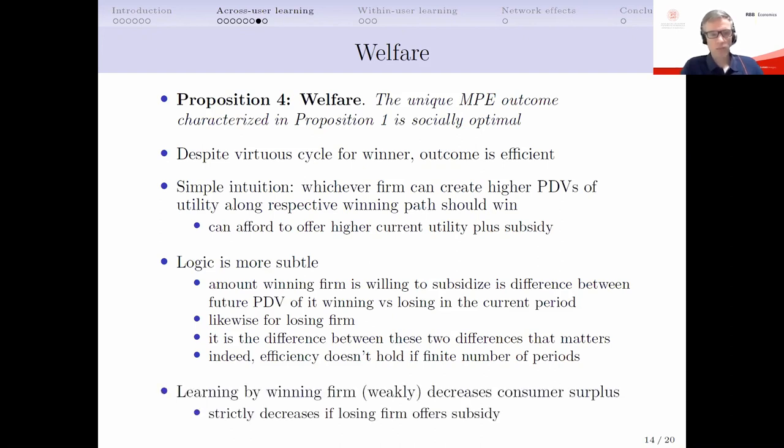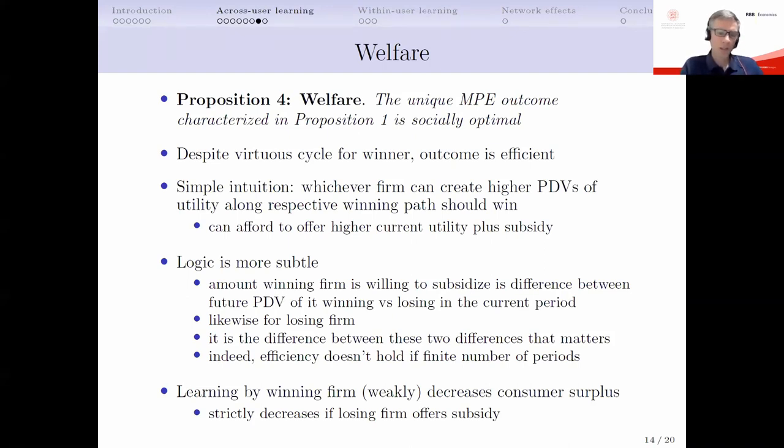Okay, another implication of the equilibrium is that learning by the winning firm is actually bad for consumers. So although the equilibrium is efficient, it's not necessarily good for consumers. And that's because in this model, consumers are left with the surplus of the losing firm. As the winning firm gets further and further ahead, the losing firm is becoming less and less competitive, and so its ability to offer a subsidy in the hope that it's going to be able to win in the future diminishes, and so any subsidy diminishes. Whenever there's a subsidy offered, learning by the winning firm is going to decrease that subsidy and make consumers worse off.